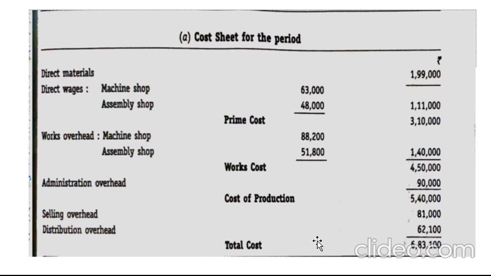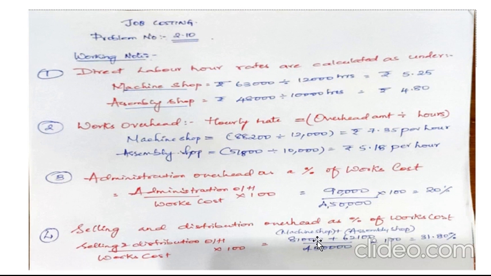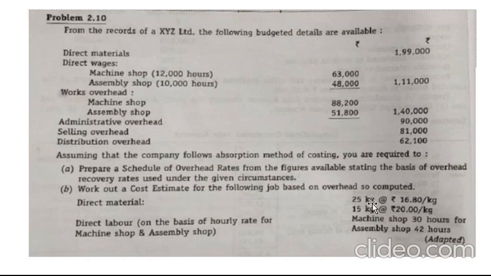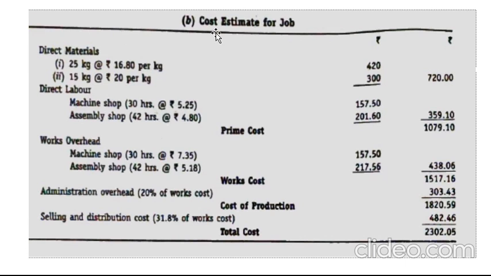So let us prepare your estimated works overhead. Before that, we need to prepare your schedules. So this is the schedule. First, when we get into the problem, they have given us the information about direct materials, 25 kgs and 15 kgs, for 16.80 per kg and 20 rupees per kg. So let us consider your direct materials. So point B calculation is cost estimate for job. So this is your estimated cost sheet.